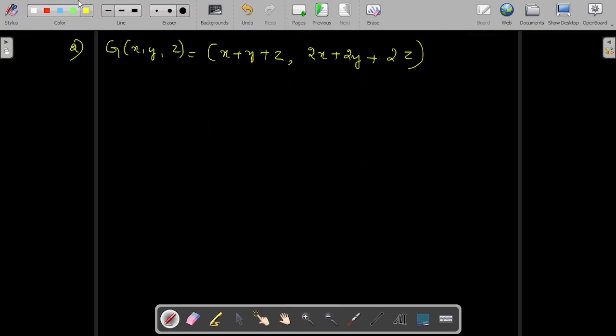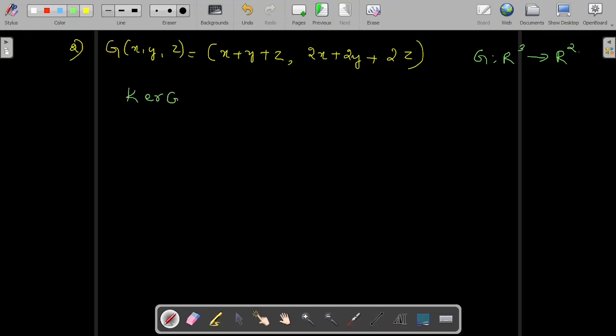See, let us take up one more problem. This is the transformation G, that is a transformation from R cube to R square. Okay, so you have to find out the kernel of this transformation, the image of the transformation, then the dimension of the kernel of the transformation and the dimension of the image of the transformation, as well as a basis for kernel G and image G. So let us do that first.